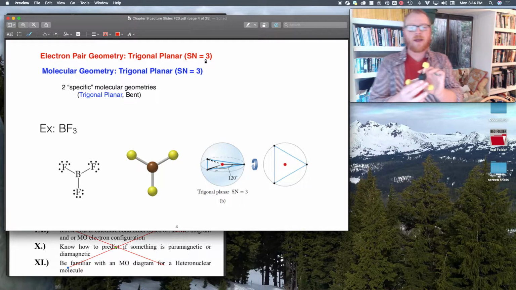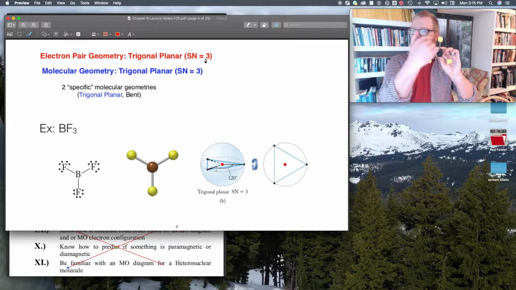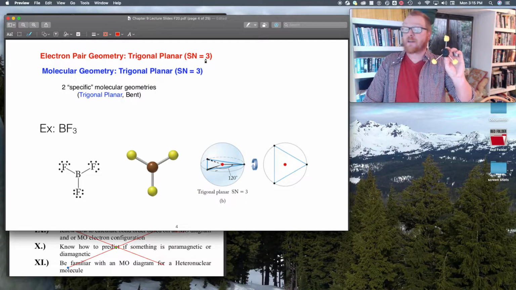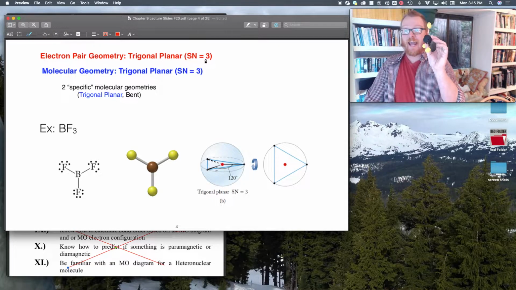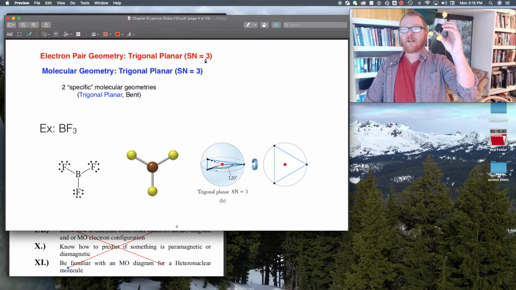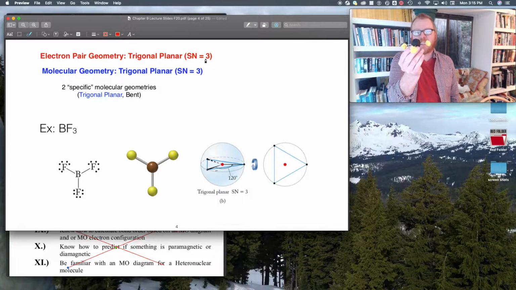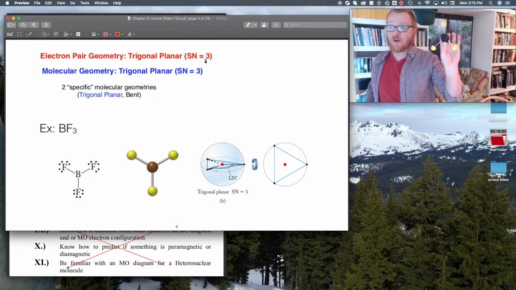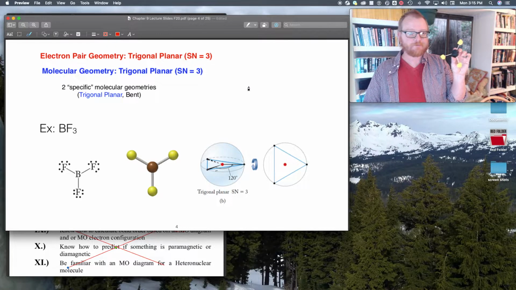And also, you notice how I put these all at a nice 120-degree angle? Because 3 things in a 360-degree circle, 360 divided by 3 gives me 120, okay? We call this trigonal planar because it's in a plane, as you can see. If I hold it flat like this, you don't really see a dimension coming up this way. It's just a flat plane. So I want you to know these names, okay? Trigonal planar for electron pair geometry of 3, okay?